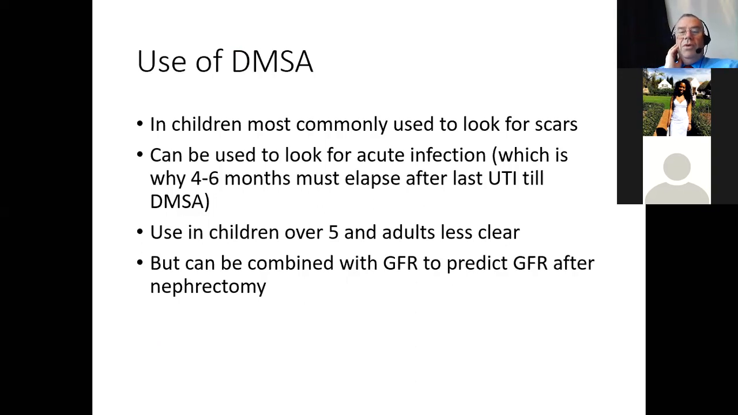So in children, we may commonly use DMSA to look for scarring. We can use it to look for acute infection because you can get changes in acute infection, which is why we have to wait 4 to 6 months after the last UTI to look for scarring. Whilst most groups agree that we should use it in children 5 and under, for those who are 6 and over, it's a little unclear how useful it is. You can combine it with GFR to predict the GFR after nephrectomy in patients, for example, in donors in adults.